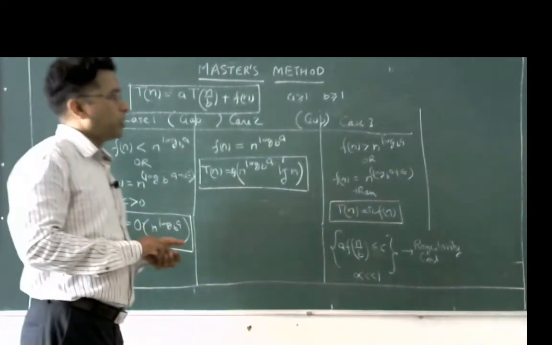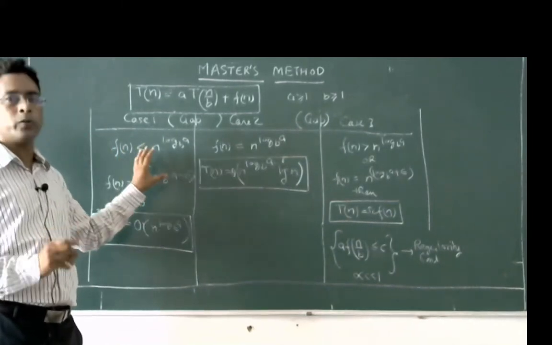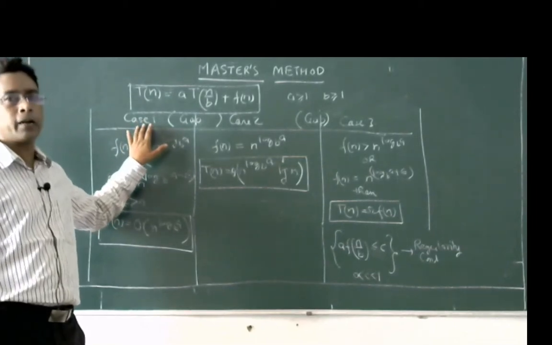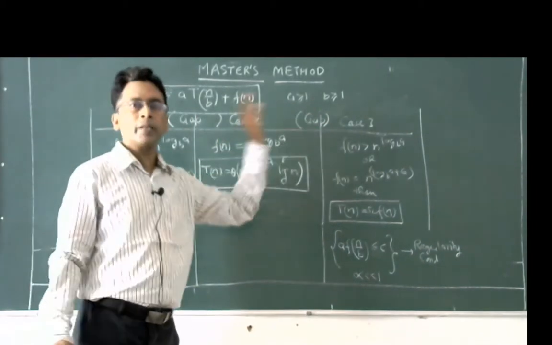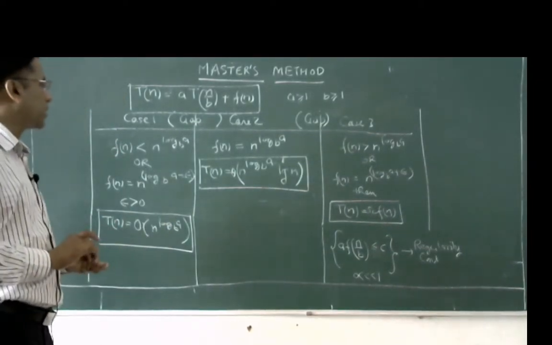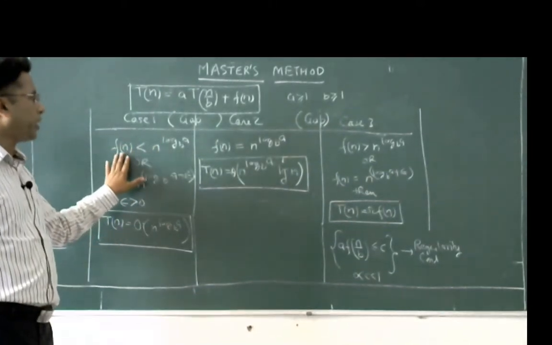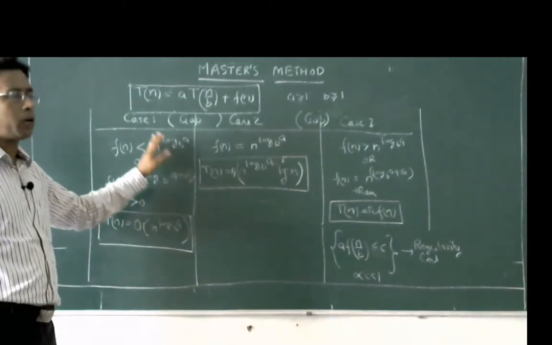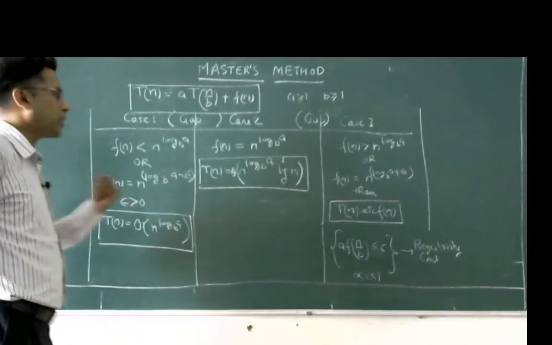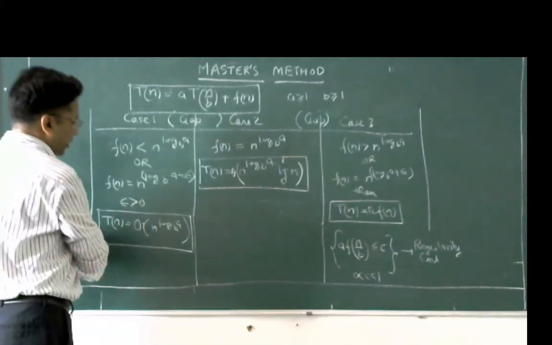So I think that this is clear to you, and after this I am going to take an example of each of these cases one by one. First I shall take the example of case 1, then case 2, then case 3. So I start with the case number 1 example. You have to compare f(n) with n raised to the power log A base B. On the basis of that, you decide in which case this lies. So I am erasing this page, and after that I am writing a numerical.